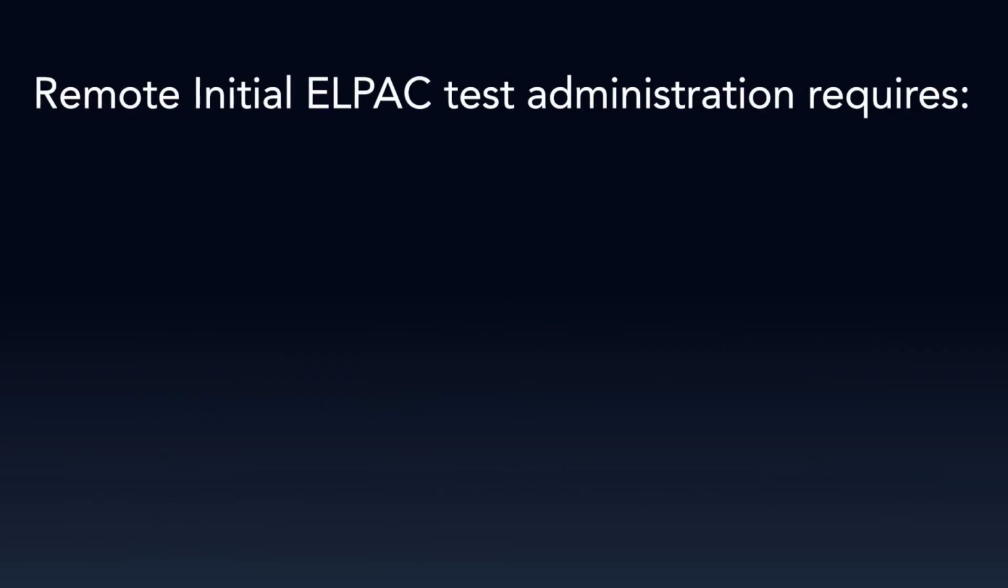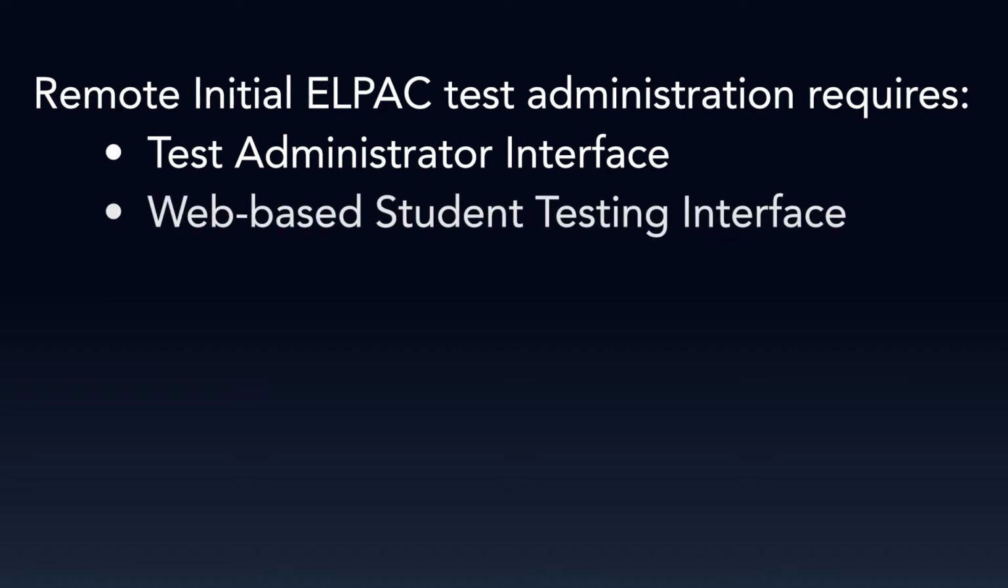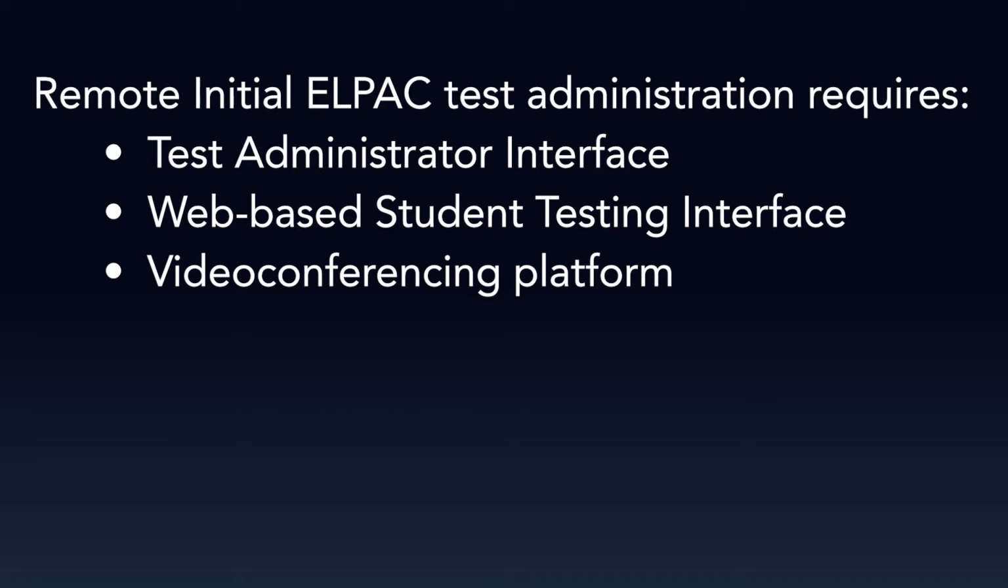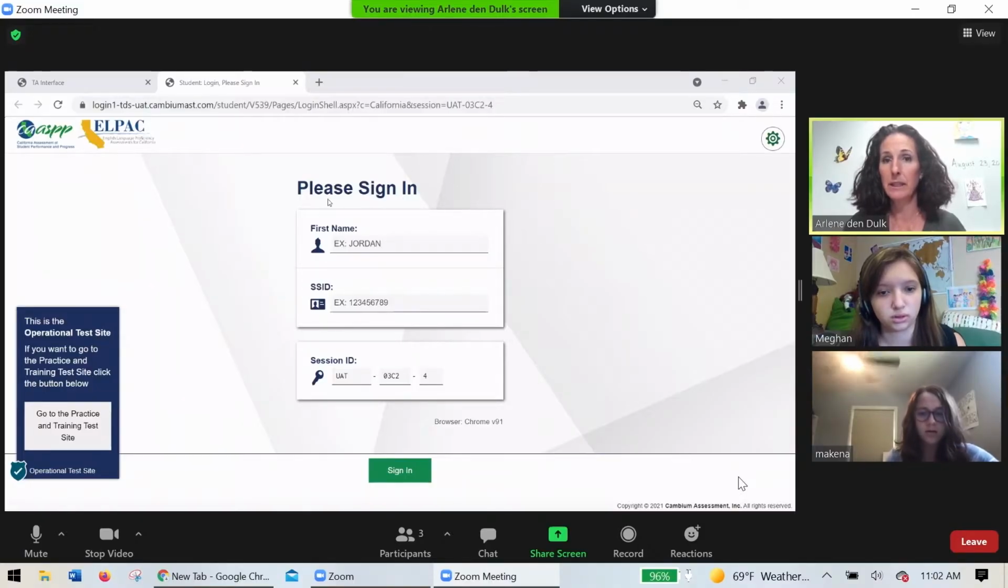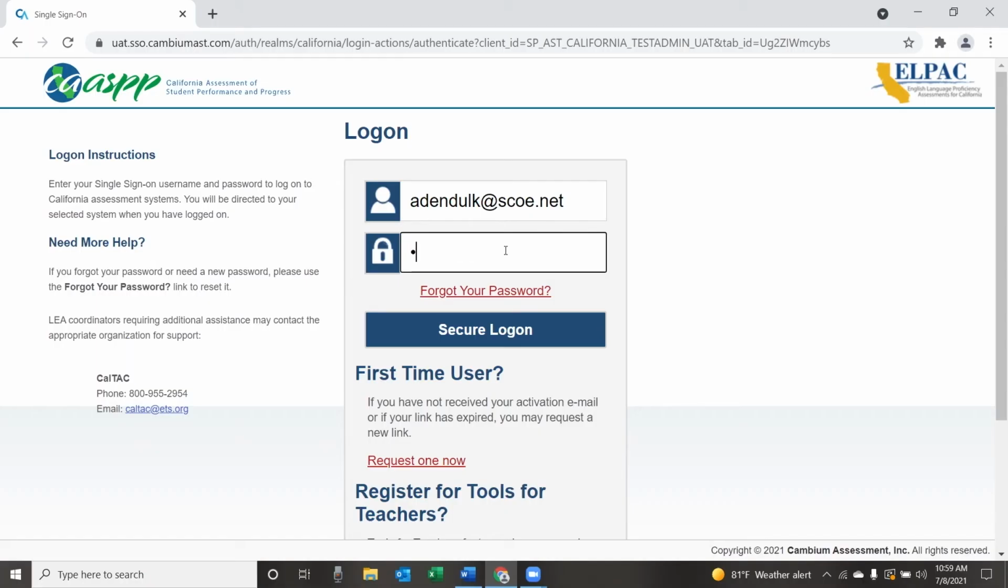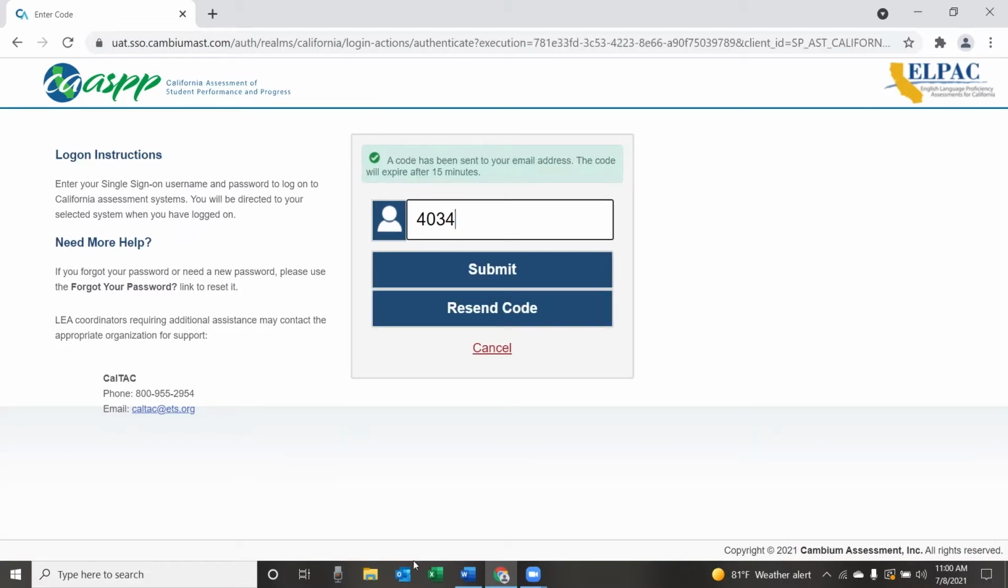Remote ELPAC test administration requires the use of the Test Administrator interface, the web-based student testing interface, and a video conferencing platform like Zoom or Google Meet. For this demonstration, the test examiner will be using Zoom. Test examiners will begin by starting a video meeting with the students. After greeting the students, log on to the Test Administrator, or TA interface, from the ELPAC website to create a test session ID. Use your current year TOMS logon information.